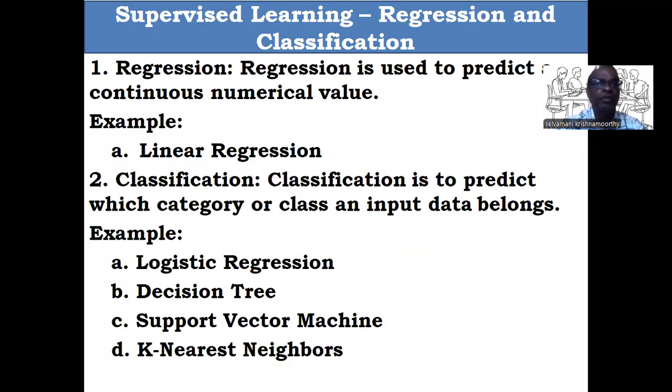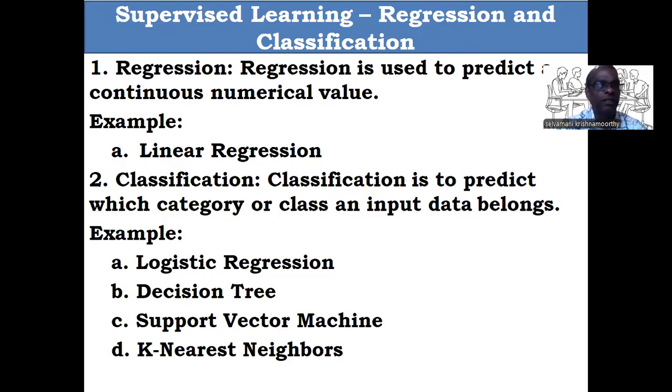What do you mean by regression? And what do you mean by classification? See, regression is used to predict a continuous numerical value. That means one value keeps on changing, and based on this value, the result also keeps on changing. How to predict what will be the output for a particular continuously changing numerical value, this is called regression. An example algorithm is linear regression.